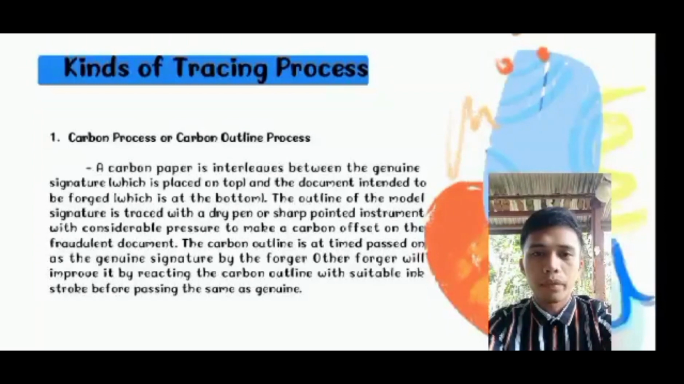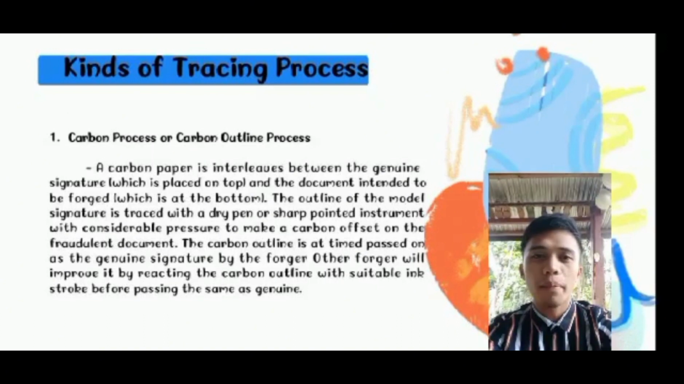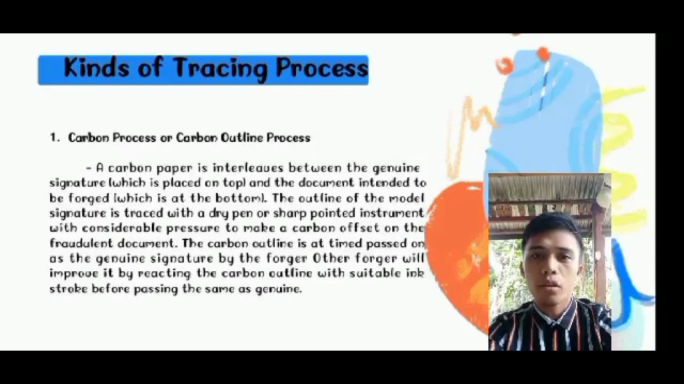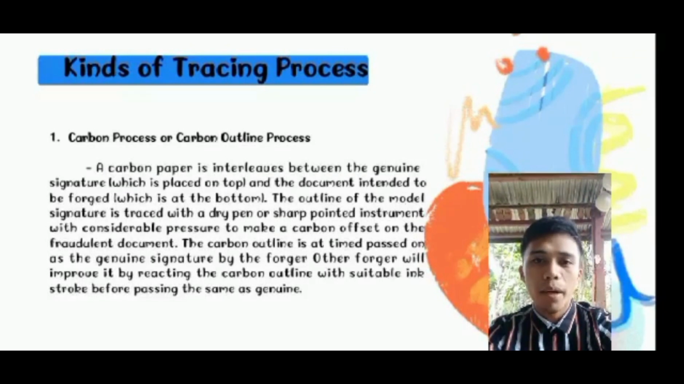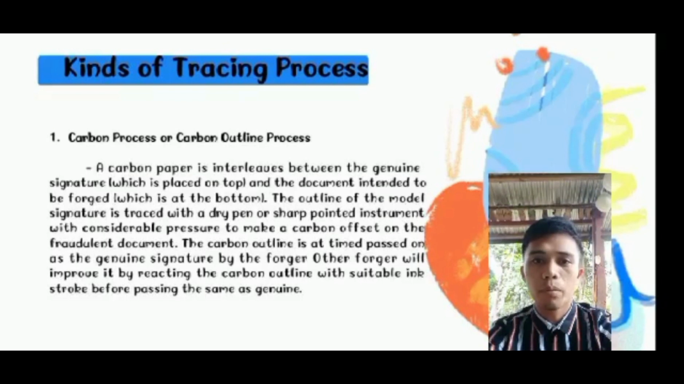Kinds of tracing process. Carbon process or carbon outline process. Carbon paper is interleaved between the genuine signature, which is placed on top, and the document intended to be forged, which is at the bottom. The outline of the model signature is traced with a dry pen or sharp-pointed instrument with considerable pressure to make a carbon offset on the fraudulent document. The carbon outline is at times passed on as the genuine signature by the forger. Other forgers will improve it by retracing the carbon outline with suitable ink strokes before passing the same as genuine.